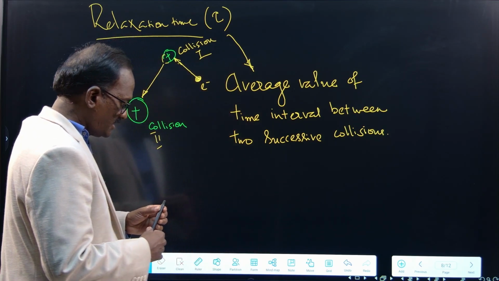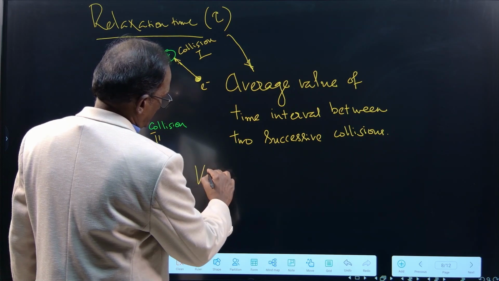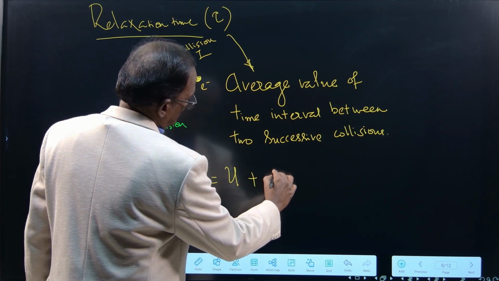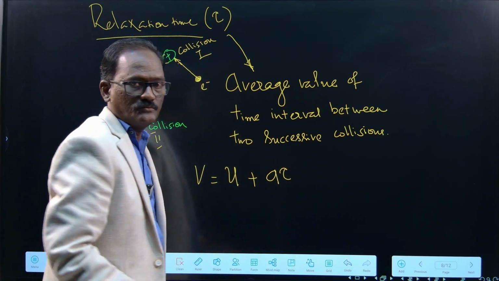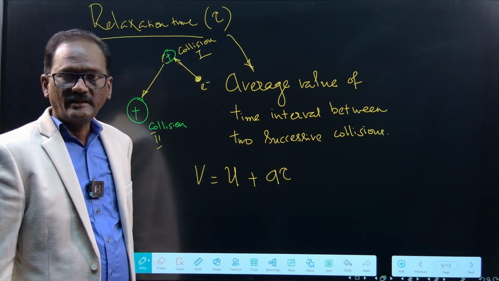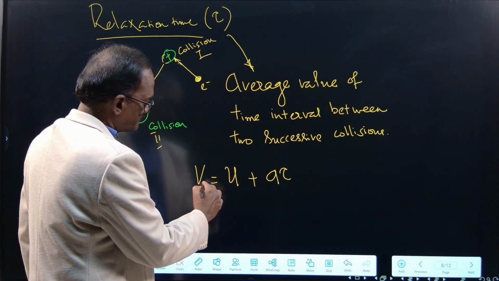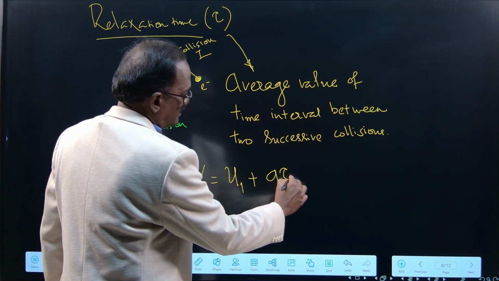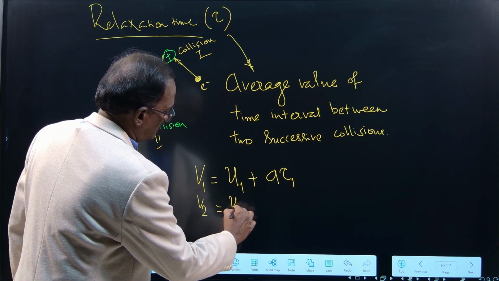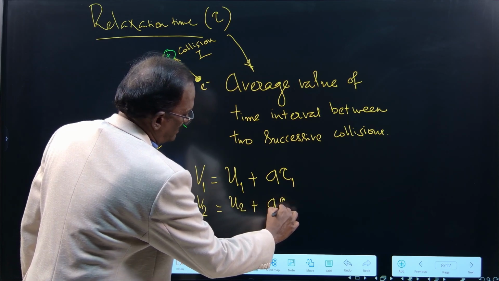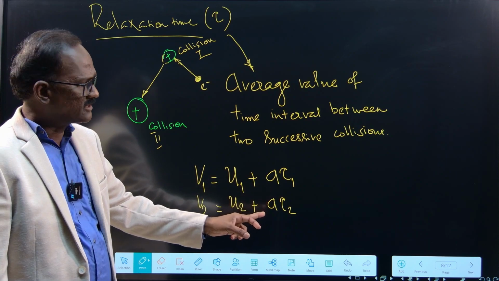I will start from the fundamental kinematic equation, V is equal to U plus A T. The T we will use the letter tau. For each electron, I will write V1, U1 and tau 1. For the second electron, V2, U2, A into tau 2. So don't write A1, A2. A is always constant. Why?